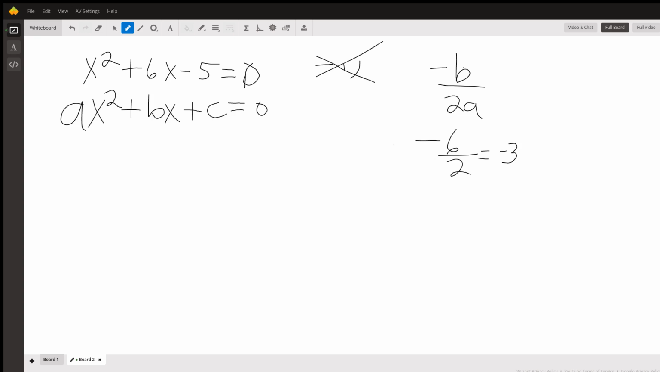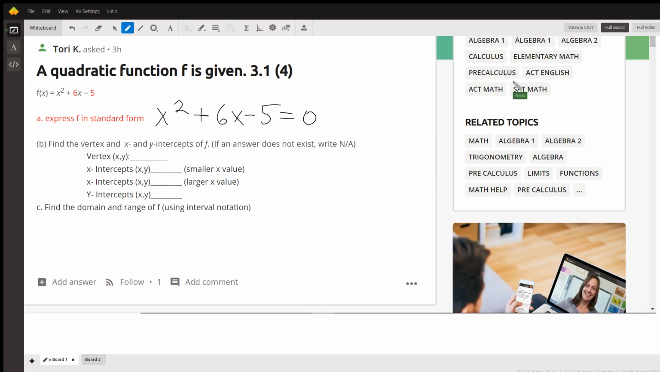Negative 3 squared is 9, plus 6 times negative 3, negative 18, minus 5, and that equals negative 14. So the vertex is negative 3, negative 14. I need to get back to board 1. Negative 3, negative 14.